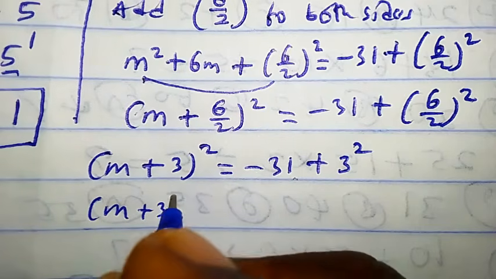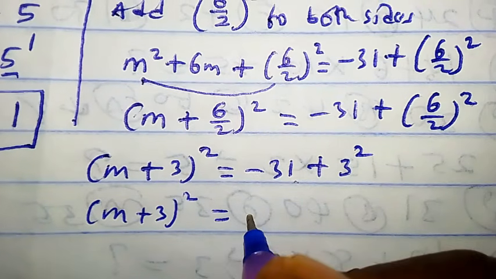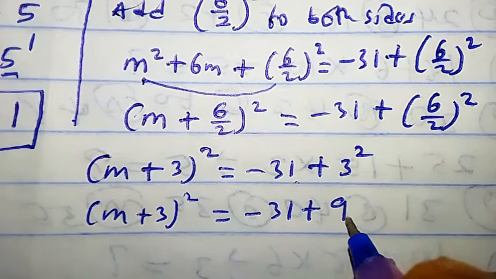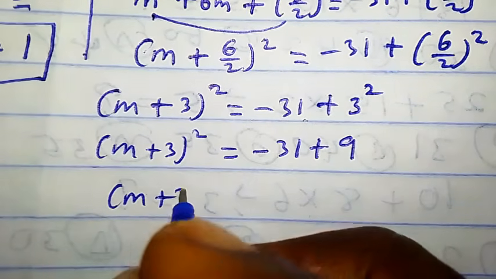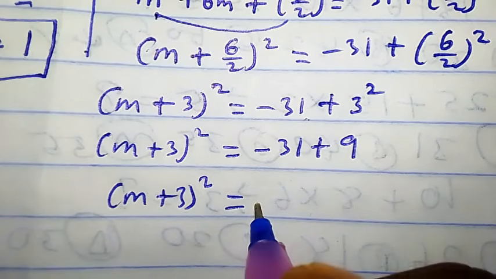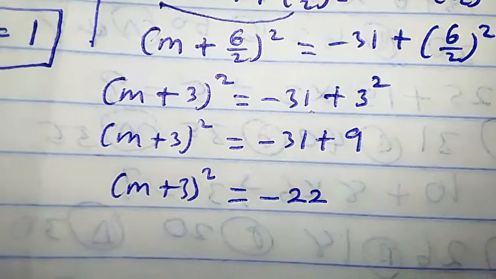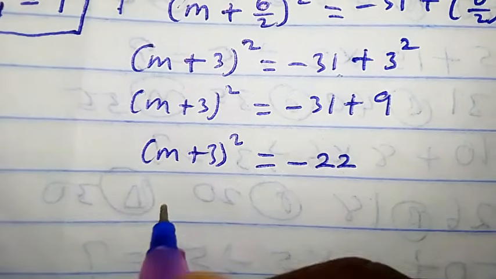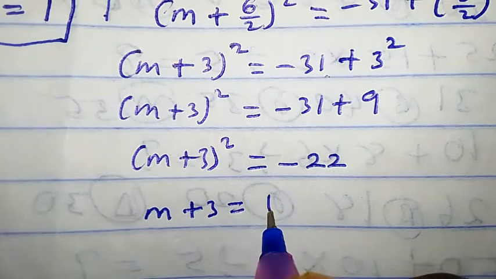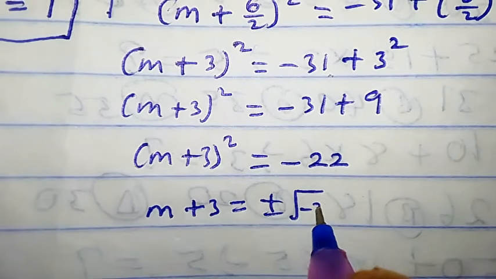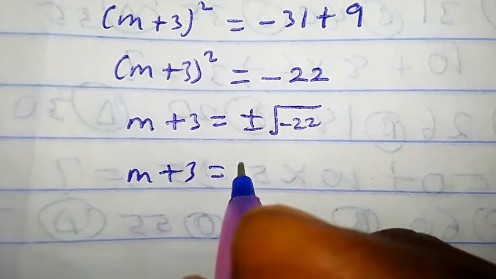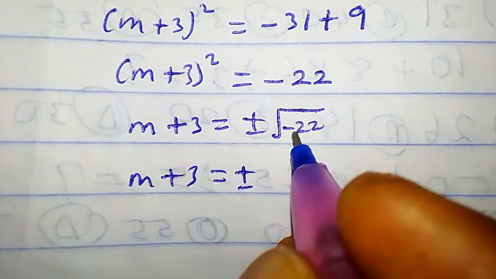(M plus 3) all squared equal to minus 31 plus 3 squared, that is simply 9. (M plus 3) all squared equal to minus 31 plus 9, that is negative 22. If we take square root of both sides, we simply have m plus 3 equal to plus or minus square root of minus 22.